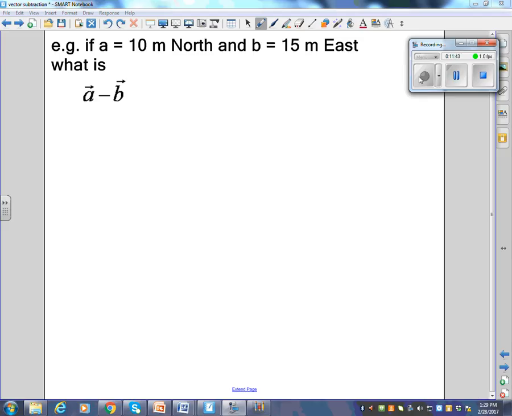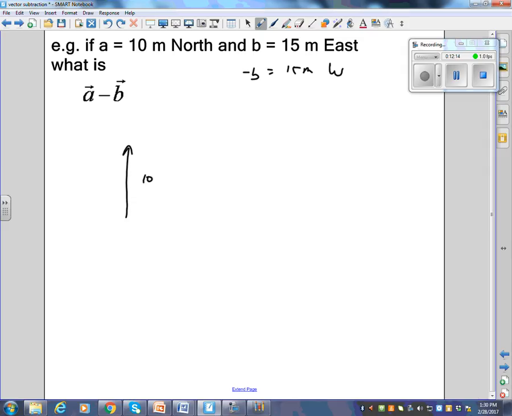All right. A is 10 meters north and B is 50 meters east. What is A minus B? The first thing you have to do is figure out what the B is. We're subtracting B, so minus B is going to be 50 meters west. Johnny, are you watching? And then you just add like we did last week. So I'm going north.